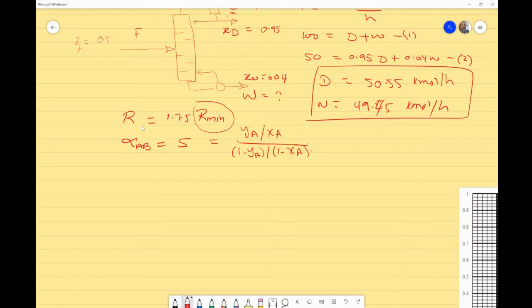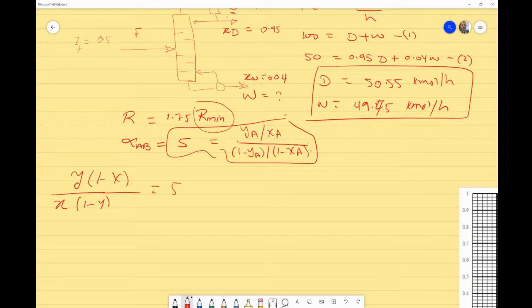So now, in order to be able to do that, we'll have to generate the equilibrium data. Generate the equilibrium data means you're going to use this relation. You will say this is y over x, multiplied by 1 minus x over 1 minus y. This is going to be 5. If you try to say y times 1 minus x is equal to 5x minus 5y.